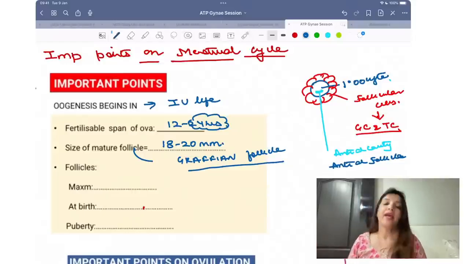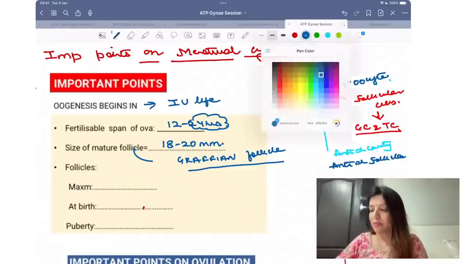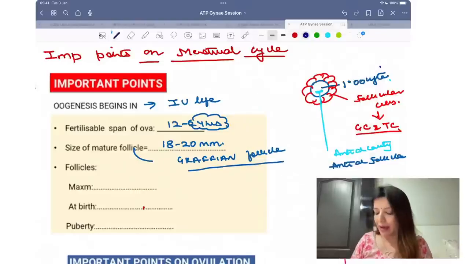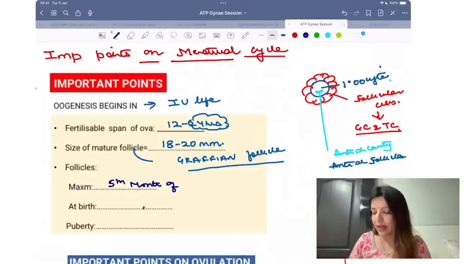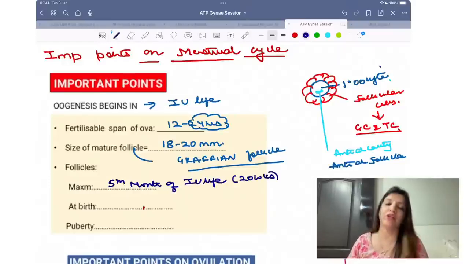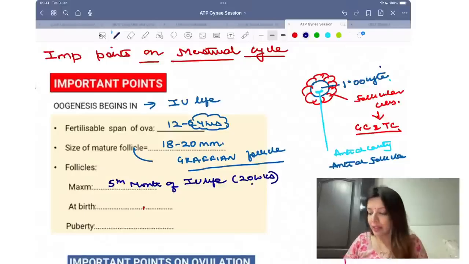Okay. Now, when are the follicles maximum? Follicles are maximum in the 5th month of intrauterine life, that is at 20 weeks of intrauterine life. At that time, the number of follicles is 11 to 12 million.